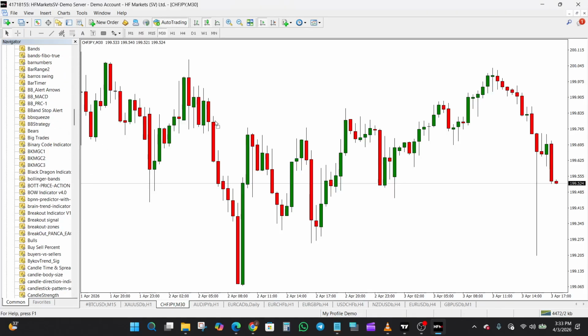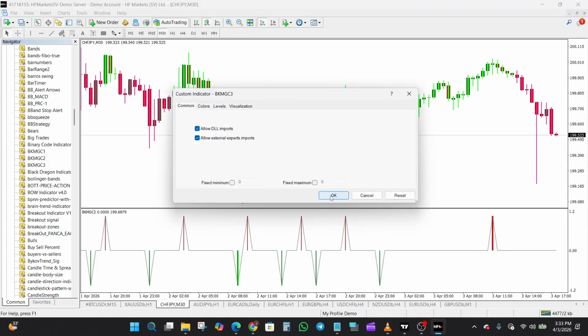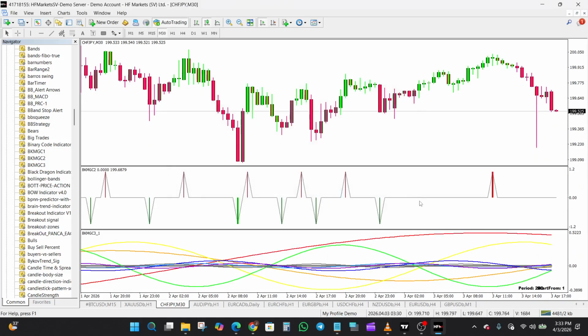The BKMGC1, BKMGC2, and BKMGC3. All right. Now we can see that the indicator is quite a comprehensive one. I mean the system, right? The trading system is quite a comprehensive one.